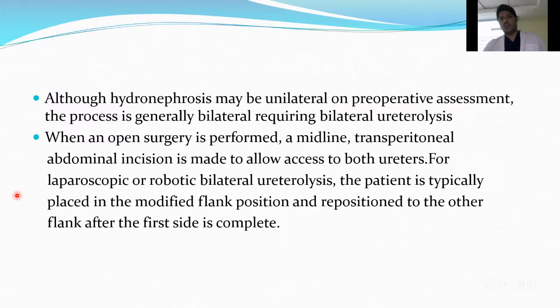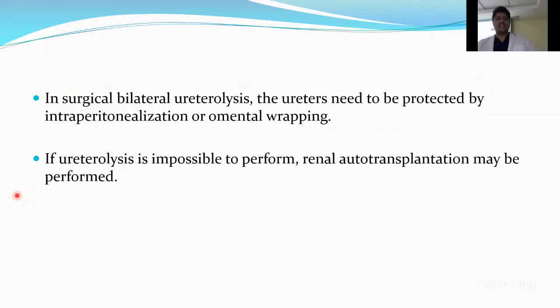For laparoscopic or robotic bilateral ureterolysis, the patient is typically placed in a modified flank position and repositioned to the other flank after the first side is complete. In surgical bilateral ureterolysis, the ureter needs to be protected by intraperitonealization or omental wrapping. If ureterolysis is impossible to perform, renal autotransplant will be performed.